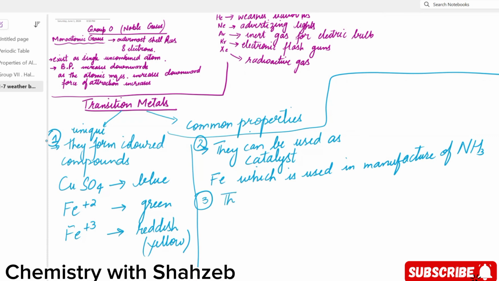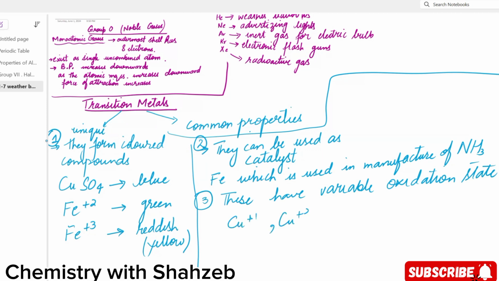The third unique property is that they have variable oxidation states. These transition elements have variable oxidation states. For example, copper has the oxidation state of Cu plus 1 or Cu plus 2. Iron would have plus 2 or plus 3 as its oxidation states. Okay. So these are basically the unique properties of transition metals.